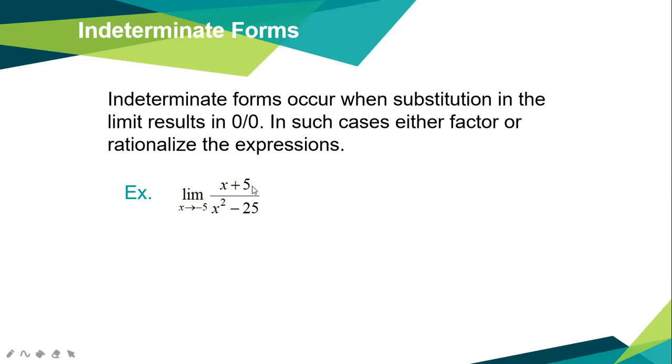So for example, the limit of x plus 5 over x squared minus 25 as x approaches negative 5. If we directly substitute the value of negative 5 here, negative 5 plus 5, the answer is 0. Then negative 5 squared is equal to 25, minus 25, so it is also 0. So it is an indeterminate form if we directly substitute. So we are going to either factor it out or rationalize the expression.